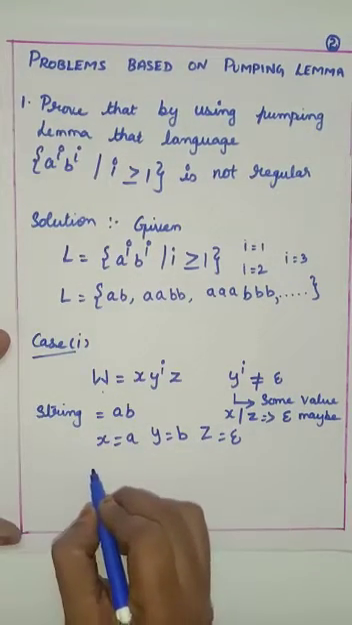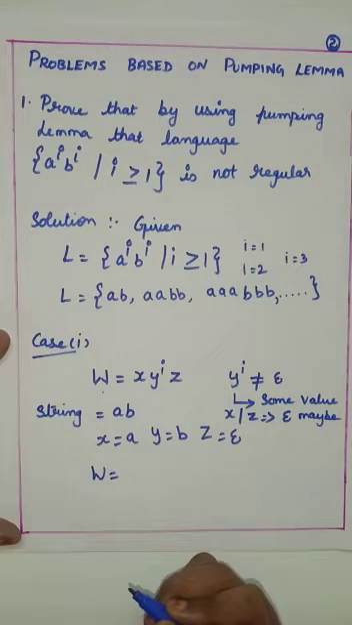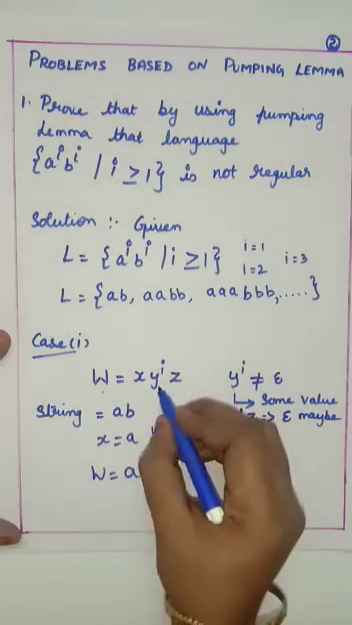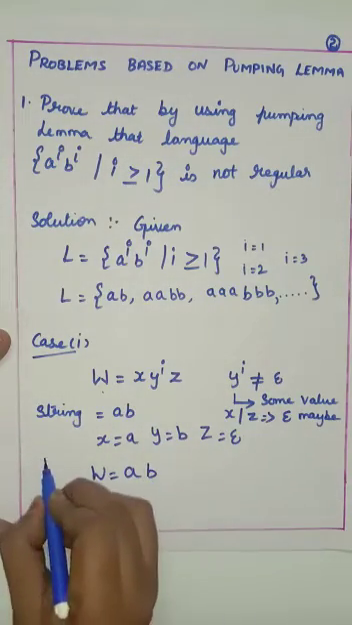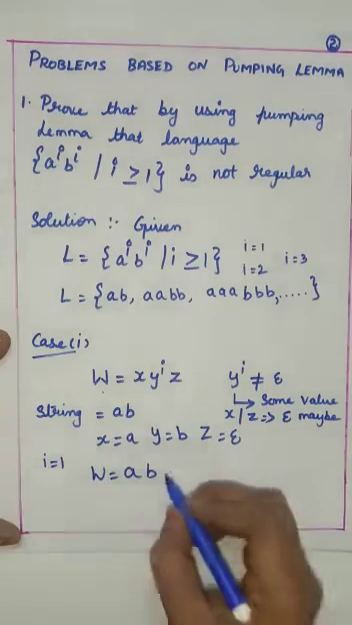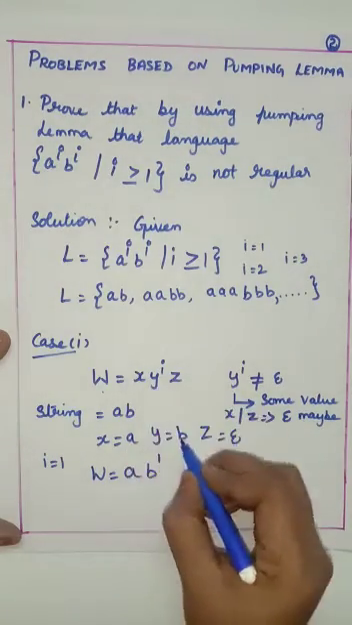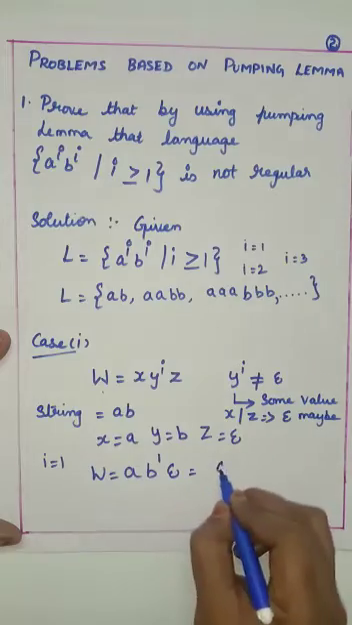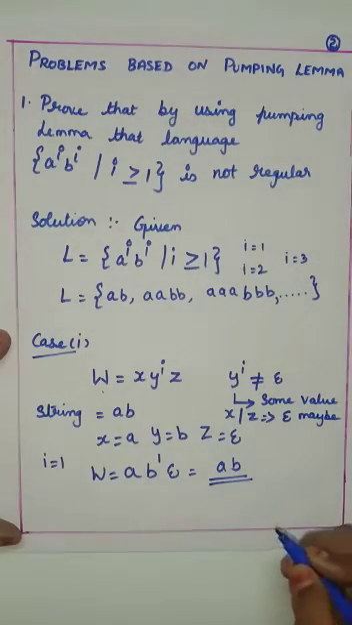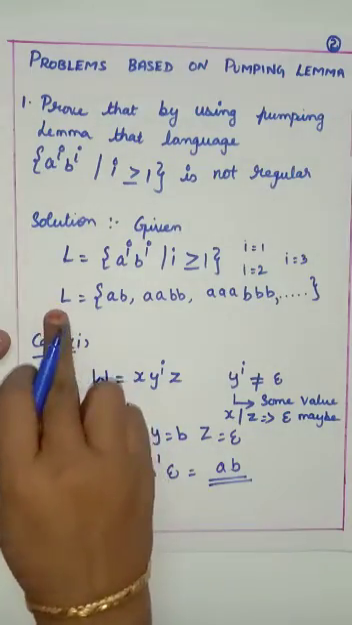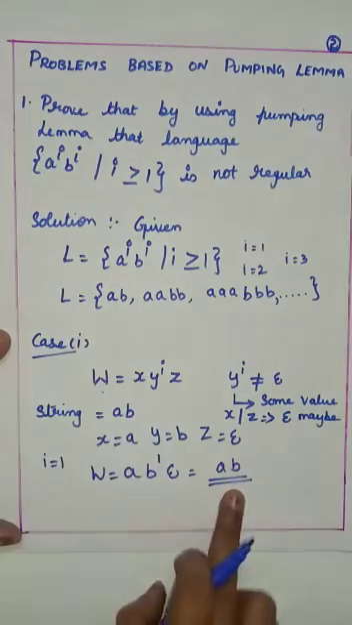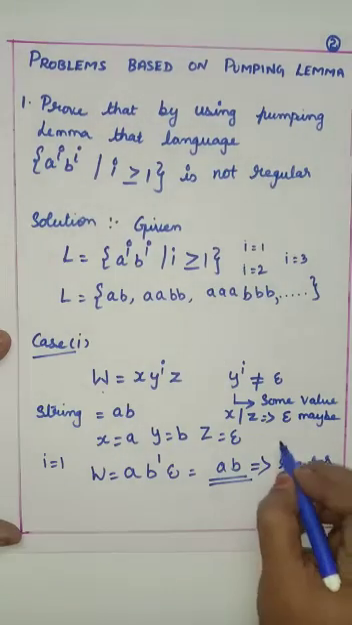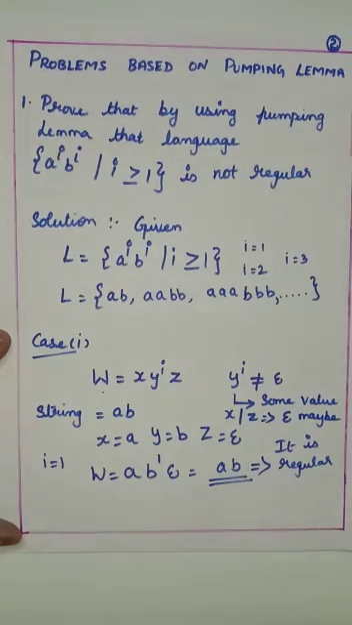So W is equal to x, y to the power of i, z. What is the x value? A. What is the y value? Y is equal to b. Now I am going to take the i value as 1, so b to the power of 1. For y I am putting b here, the i value is 1, and z is epsilon, which means ab. Now I have generated a string ab. I am going to check whether this ab is in the language. See here, ab is in the language. So this is regular. I am announcing it is regular.